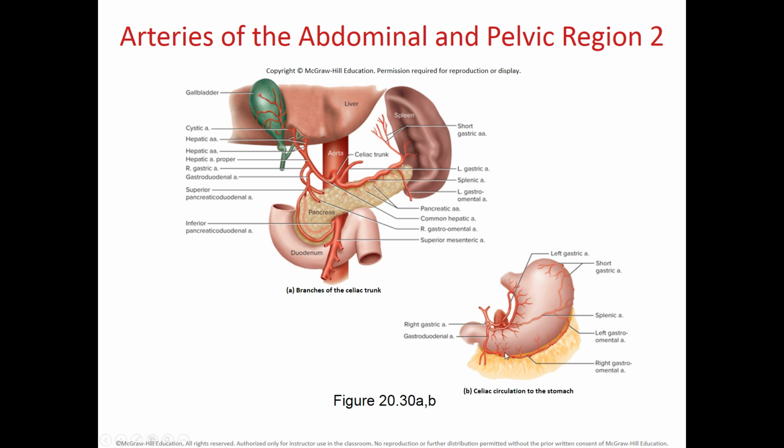And then in here we have the blood supply to the stomach, which is the right gastric artery, gastroduodenal, right gastroepiploic, left gastroepiploic, short gastric, and left gastric.